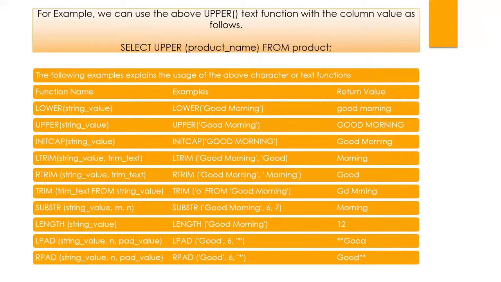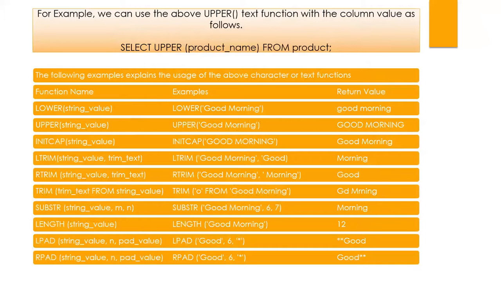For example, we can use the upper text function. The column value is: select upper(product name) from product. So all the characters are in uppercase. Some examples of character and text functions.